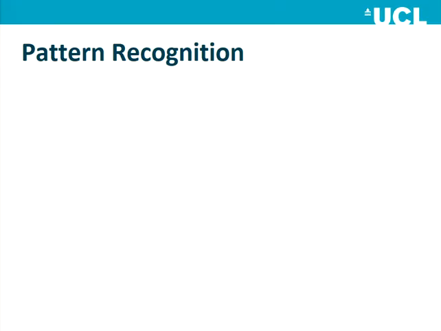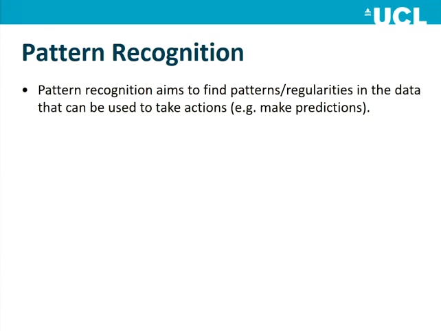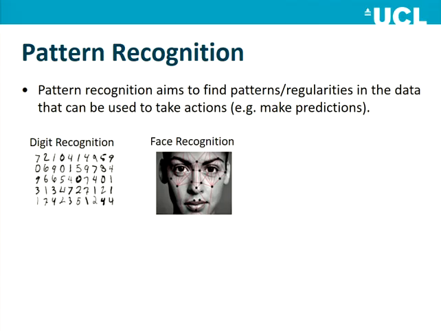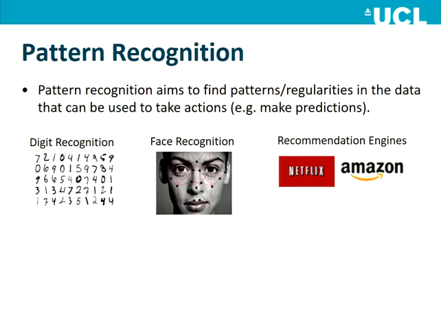So pattern recognition. For people who might not be familiar, pattern recognition is a branch of machine learning that has the aim of finding some patterns or regularity in the data that can be used to take actions, such as making predictions. And there are many examples of applications, from handwritten digit recognition, face recognition, recommendation engines. Nowadays it is used for finances. And actually, if you have a smartphone, it's very likely that you have a couple of pattern recognition algorithms on there. And of course, it's used for neuroimaging data analysis, and that's why we are here today.